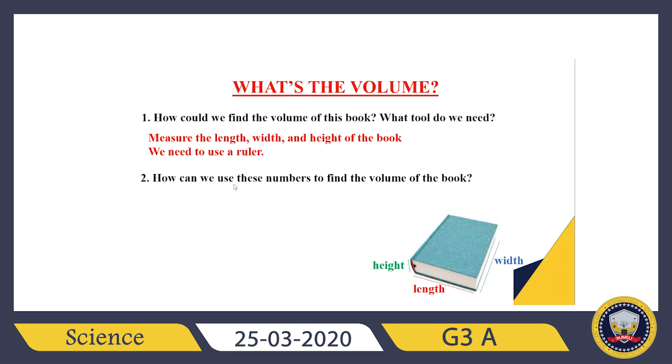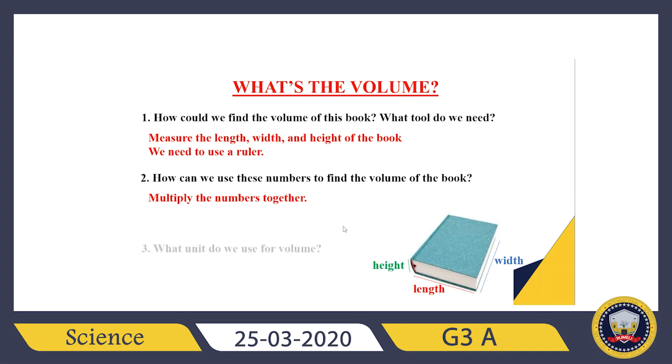But how can we use these numbers to find the volume of the book? There are three: length, width and height here. So in this situation, for example, for length, I'll write 3 centimeters. For width, I'll write 4 centimeters. And for height, I'll write 2 centimeters. In this situation, I need to multiply them. 2 times 3 times 4. If I multiply the numbers, I can find the volume, because volume is the amount of space it takes up.